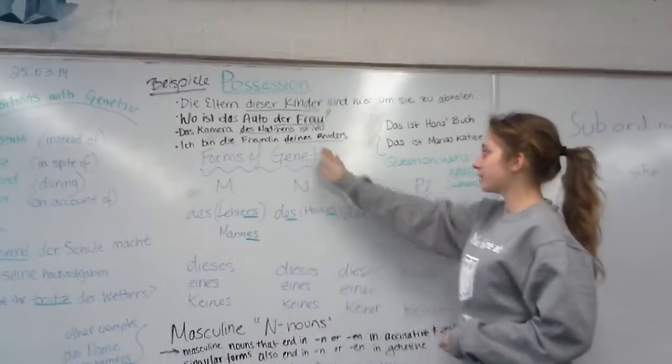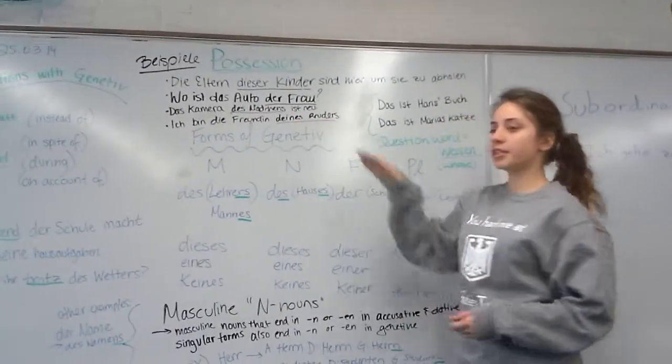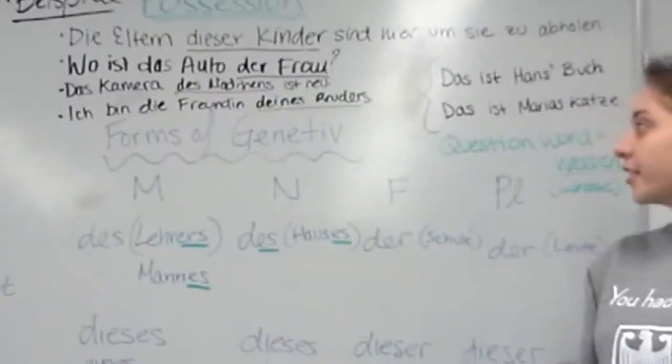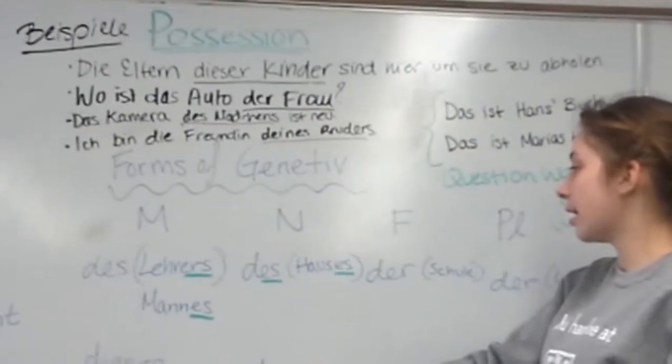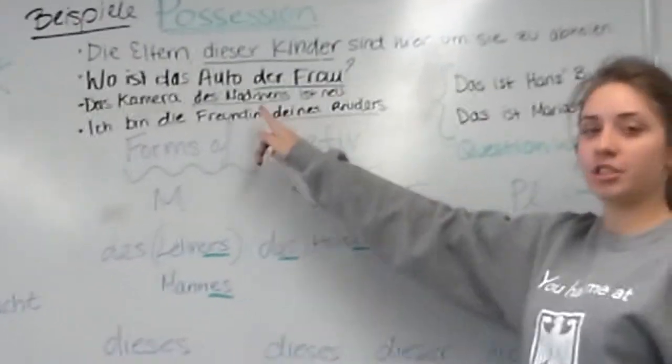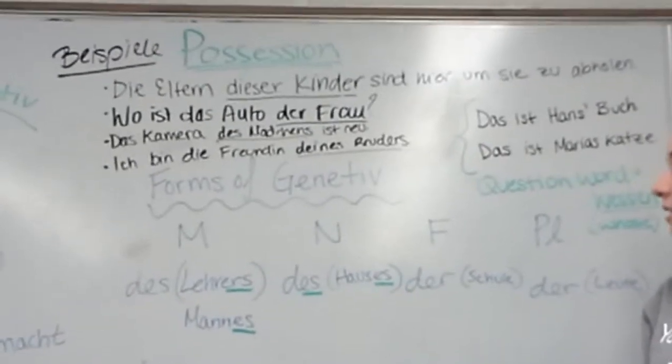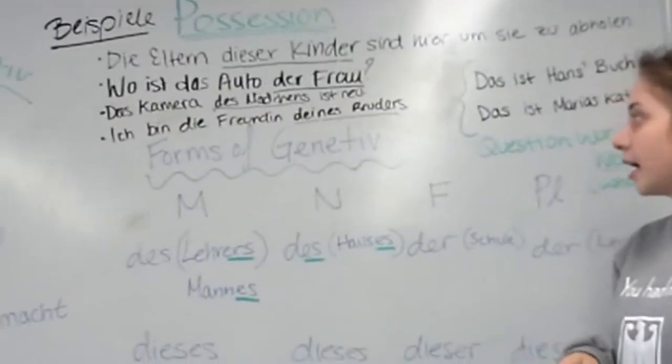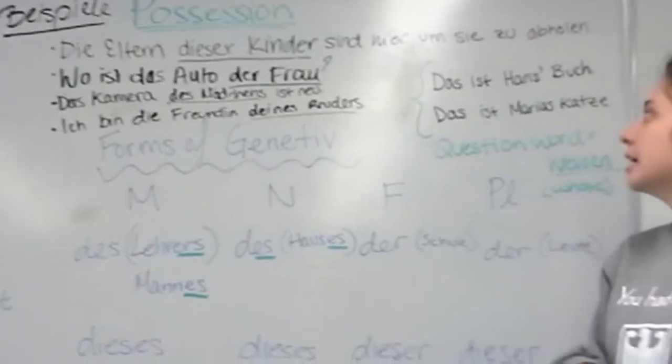And we see here the different possession. Deines Bruders means of your brother, so it translates to I am the girlfriend of your brother, and we see deines here as the masculine. Mädchen is a neuter noun, therefore we use des to indicate that the camera is hers.